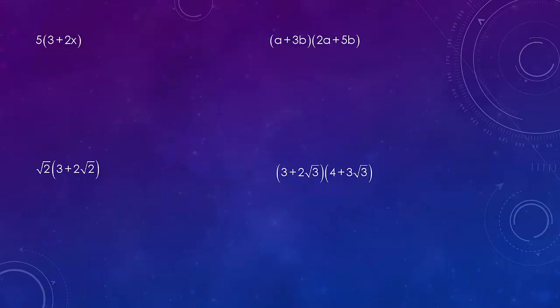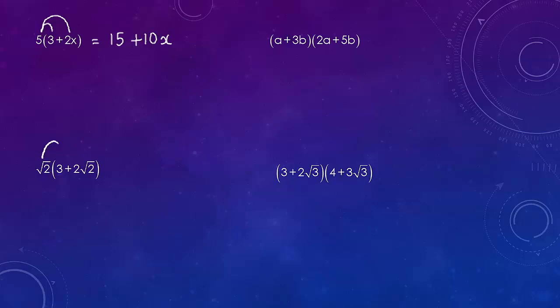So now let's expand this bracket. Well, you know that you do this multiplied by this. So that's 5 multiplied by 3 is 15. And then we do this multiplied by this, and in that case that's going to give me 10 x's.